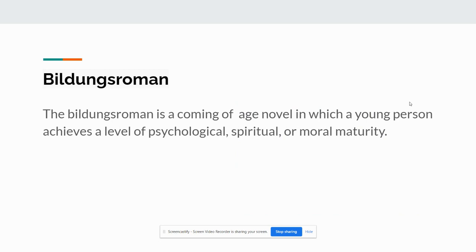The Bildungsroman: nearly all of the teen novels, nearly all of the young adult novels that we're going to read have the coming of age element. They achieve a level of psychological, spiritual, or moral maturity. And it doesn't matter if they're 11 or 27, they achieve that maturity during the course of the novel. Almost all of them that we read are going to have that.